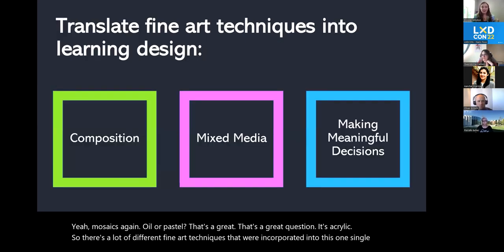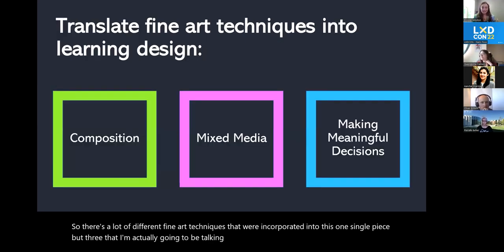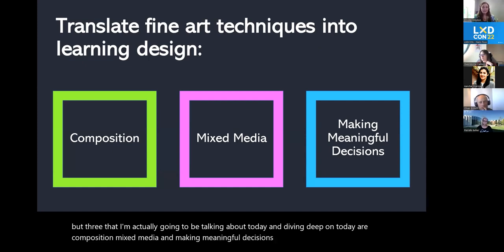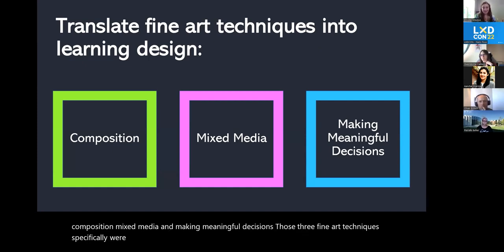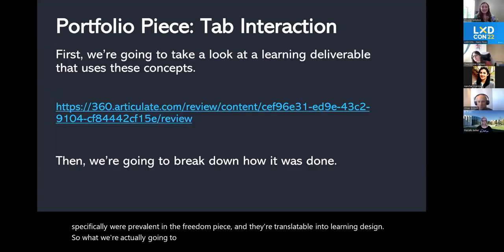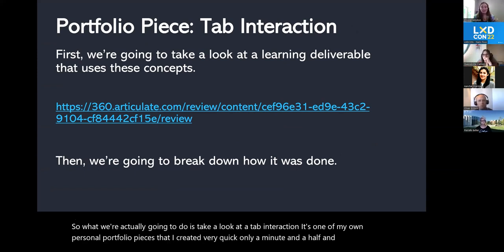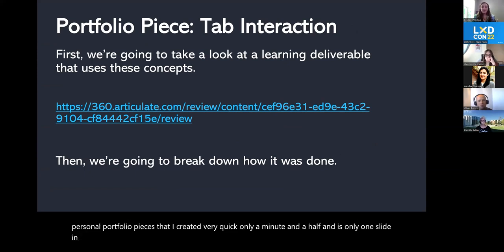But the three that I'm actually going to be talking about today and diving deep on today are composition, mixed media, and making meaningful decisions. Those three fine art techniques specifically were prevalent in the Frida piece, and they're translatable into learning design. So what we're actually going to do is take a look at a tab interaction. It's one of my own personal portfolio pieces that I created. Very quick, only a minute and a half, and is actually only one slide in Storyline. So first we're going to look at that, and then we're going to come back here and break down how those fine art techniques played a role.